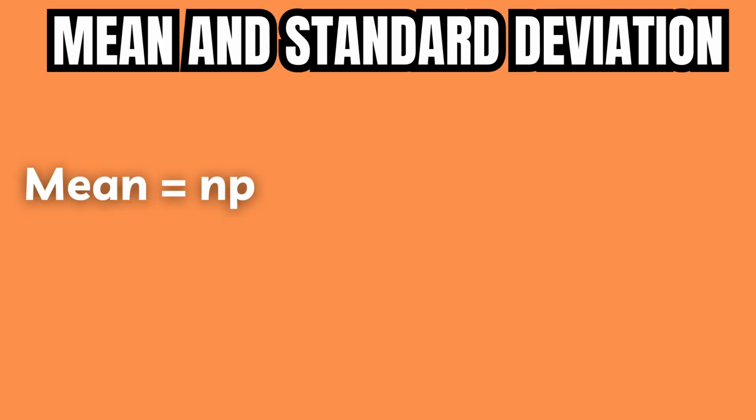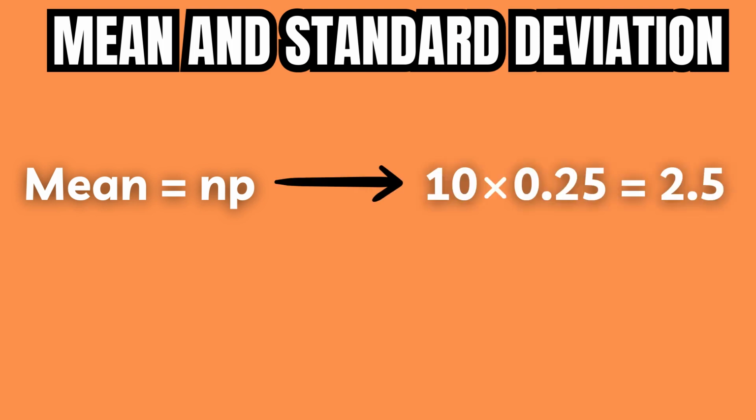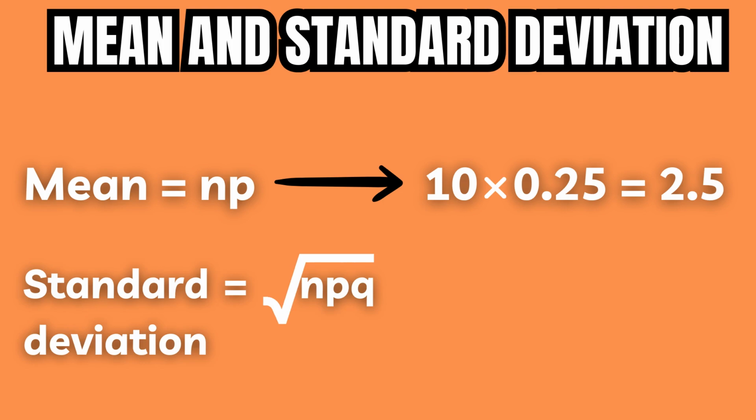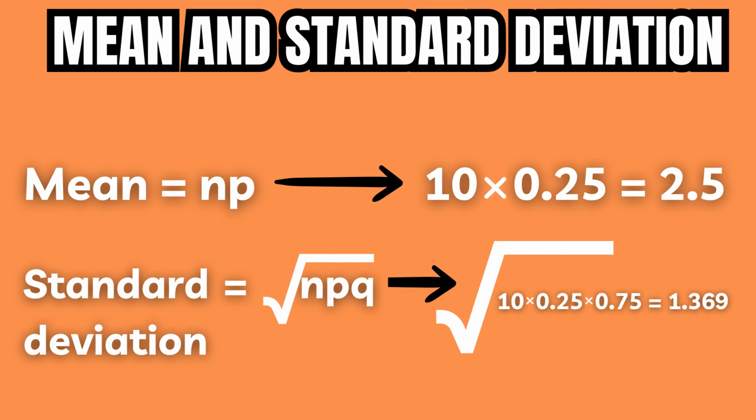Now, if you want to calculate the mean and standard deviation, the formulas for those are: mean equals n times p, which is just 10 times 0.25, and the standard deviation equals the square root of n times p times q. So when we plug in the numbers from this example, we find that the mean in this case is 2.5 and the standard deviation is 1.369.